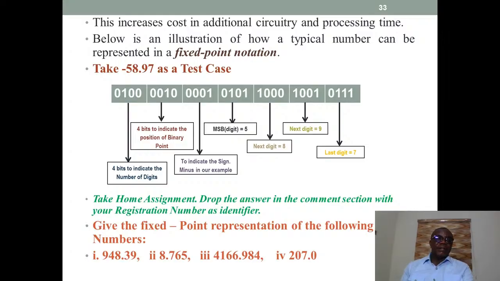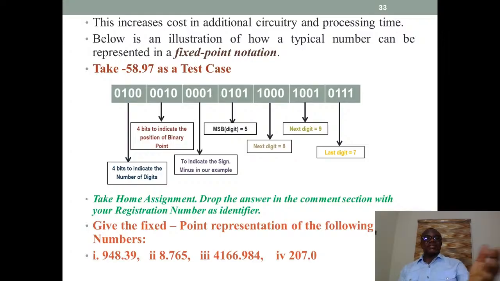The computer places binary 4, the equivalent of 4, in that most significant bit. The next neighbor, which is the next 4 bits, will indicate the position of the binary point. The binary point is at 2 decimal places. You see, it puts the binary equivalent of 2. The next one is to indicate the sign.